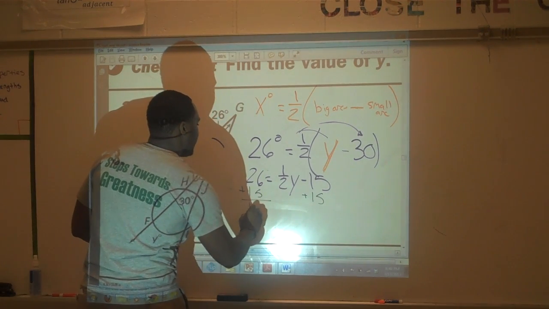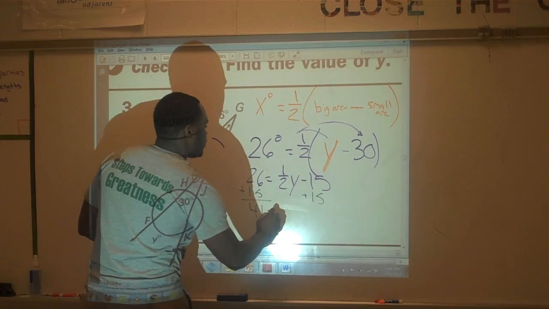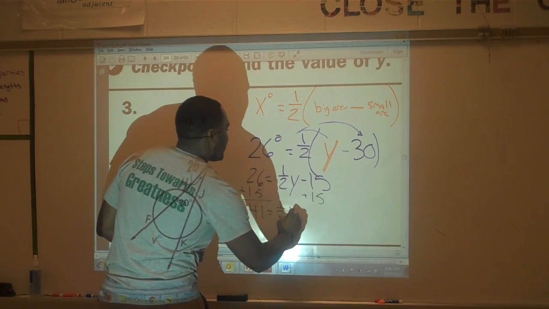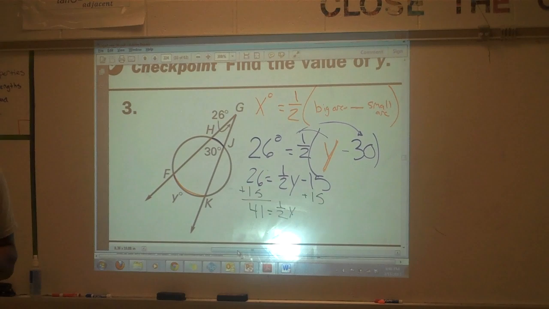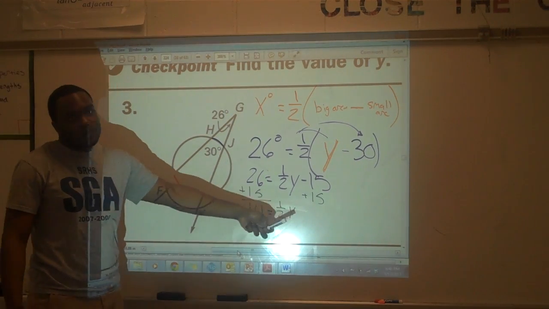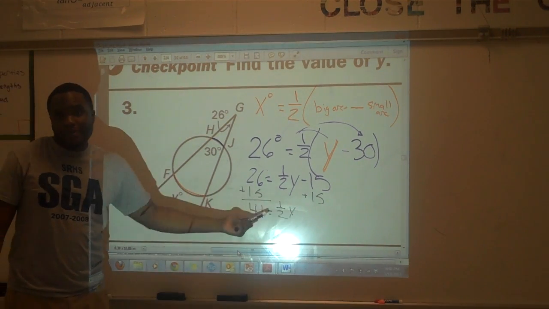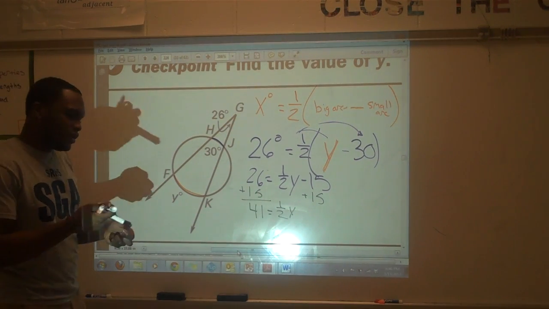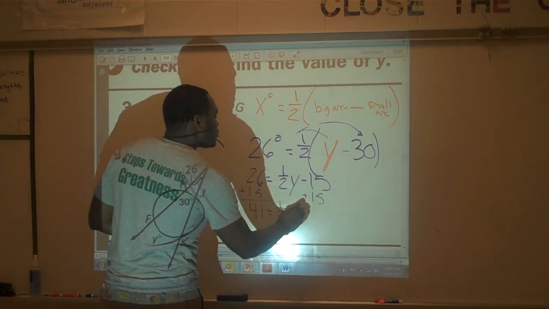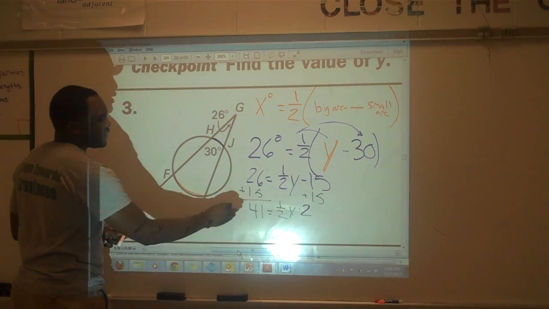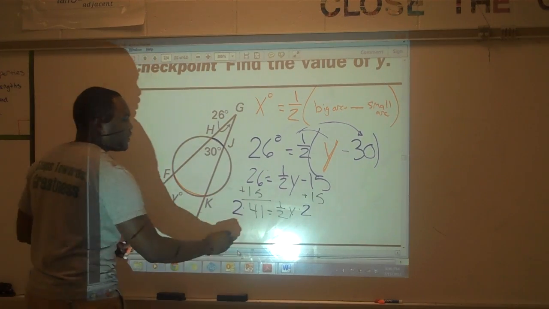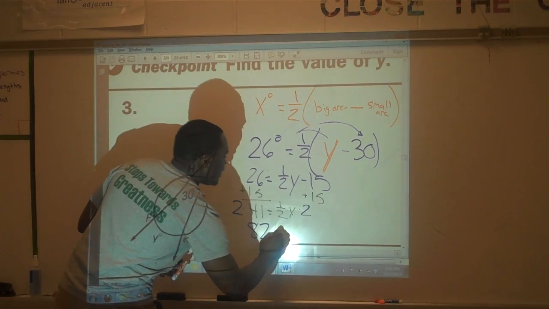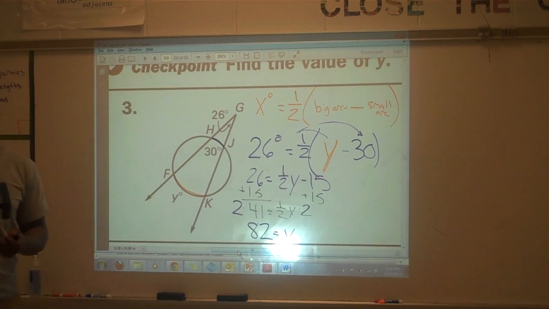So now I have 41 equals 1/2 y. At this point, I only have one step left to solve for y. And since this is 1/2 times y, you can think about it two ways. I could divide by 1/2. That certainly would work. That's the same thing as multiplying by 2. So if I multiply by 2, the 2 and the 1/2 will cancel out. And then I have 2 times 41, which is 82. That equals y. 82 equals y.